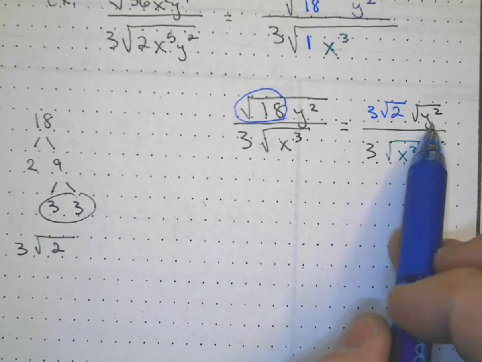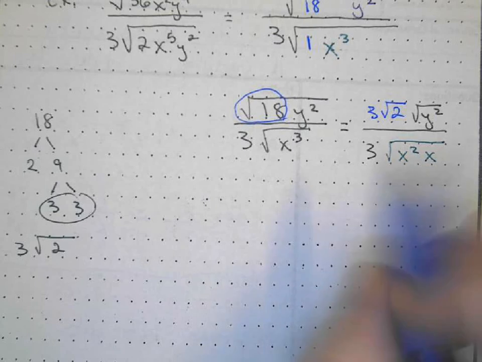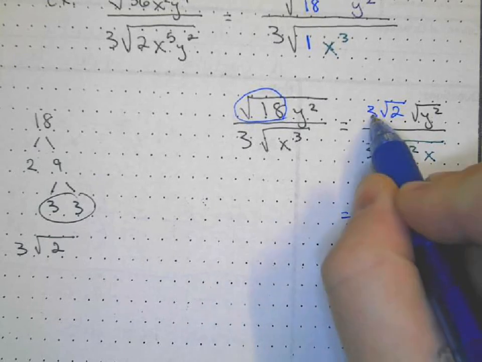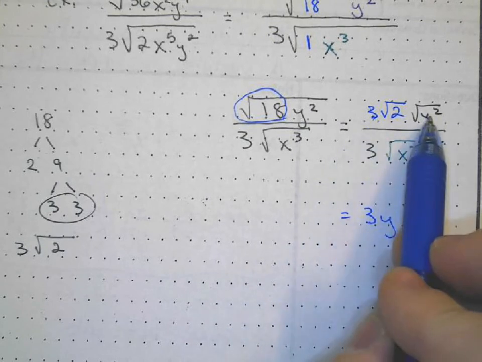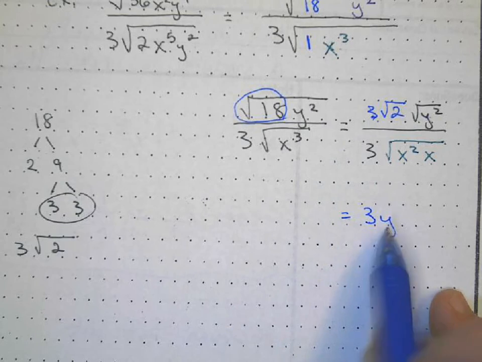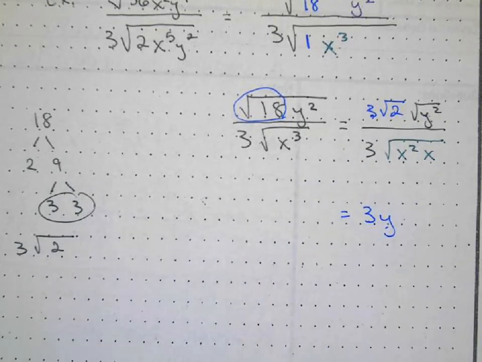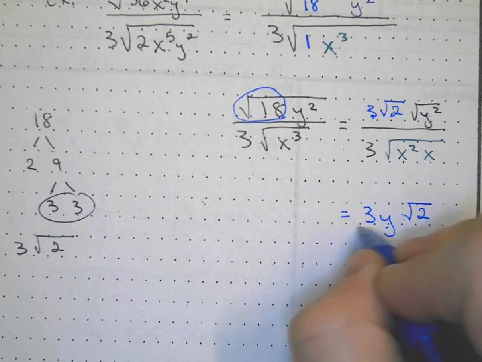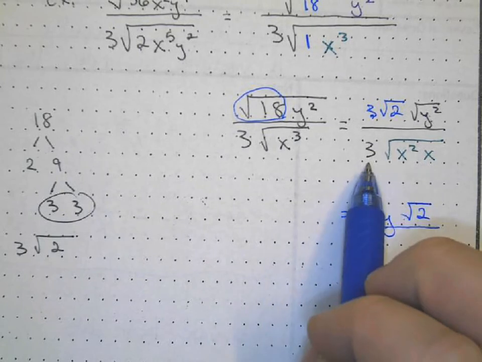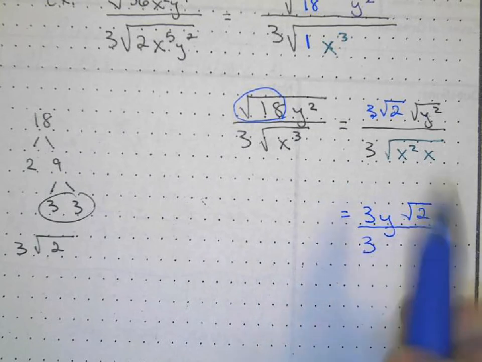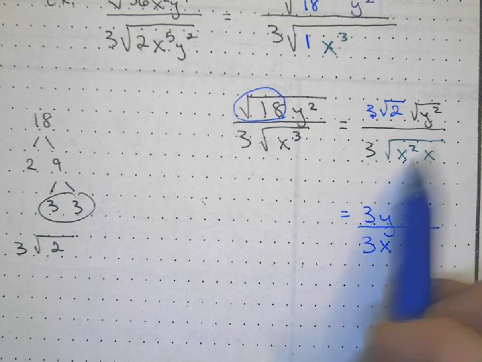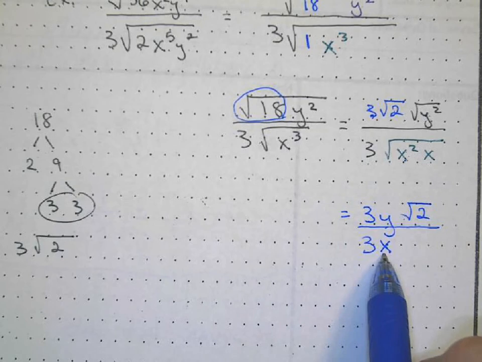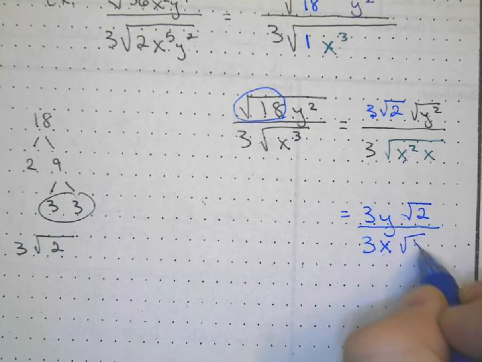Since I have y squared, that y will pop out. So I'm just working down. So I'm going to have 3y. So that's that 3 right there. The square root of y squared becomes my y. I'm going to bring the square root of 2 down. Over, I have my 3 right here. The x squared has an x that pops out. So I did my square root of x squared, popped an x out. And then I bring down my square root of x, like so.